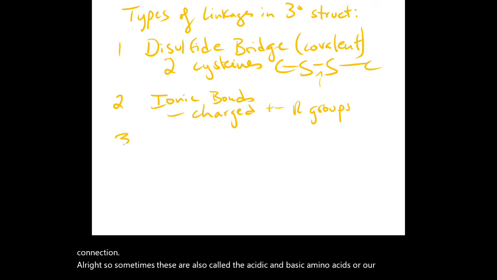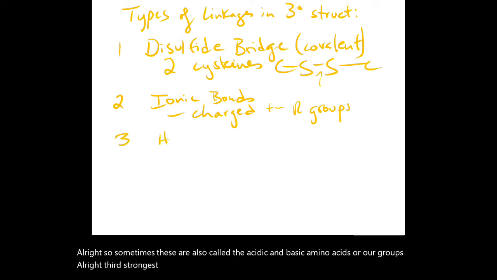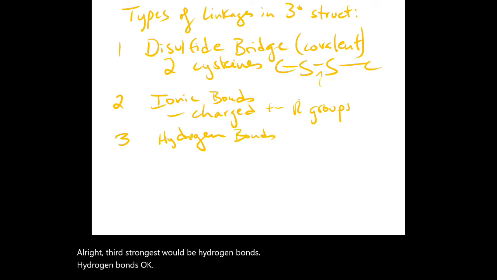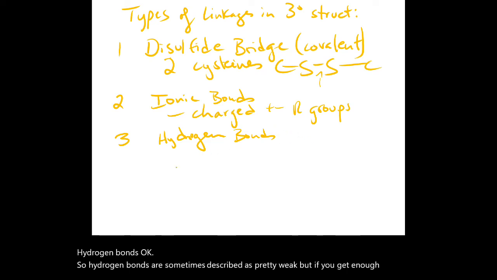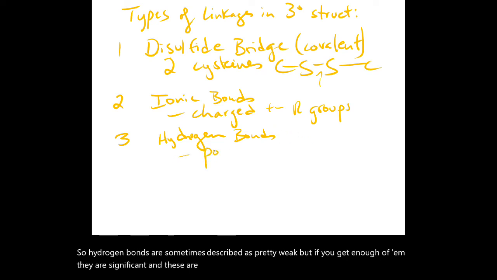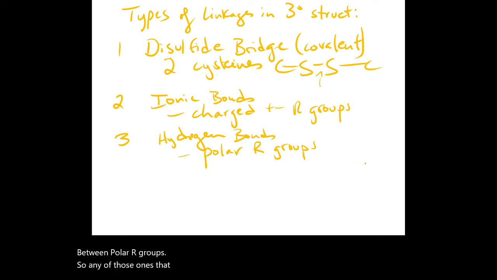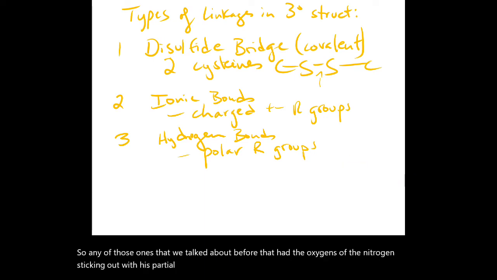All right, third strongest would be hydrogen bonds. Hydrogen bonds, okay? So hydrogen bonds are sometimes described as pretty weak, but if you get enough of them, they are significant. And these are going to happen between polar amino acids, between polar R groups. So any of those ones that we talked about before that had the oxygens and the nitrogens sticking out with those partial charges, they can form hydrogen bonds between each other.